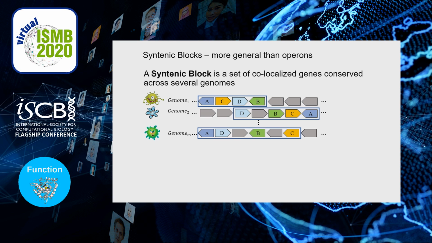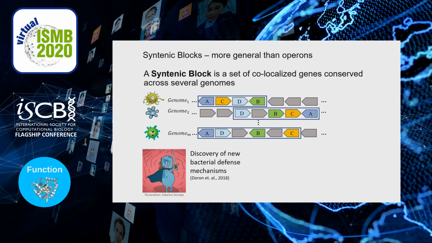Why are we interested in the discovery of syntenic blocks? The functional annotation of many microbial genes is still unknown. Therefore, the identification of syntenic blocks can help discover new biological systems. Here are two examples. One is the discovery of new bacterial defense mechanisms that are conserved as syntenic blocks. And another example where syntenic blocks helped recover functions that are specific to the interactions between plant-associated bacteria and their hosts.